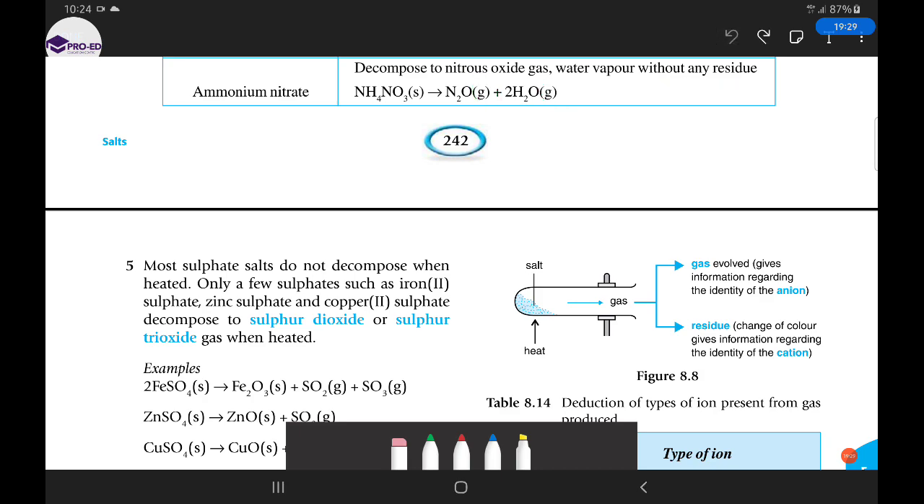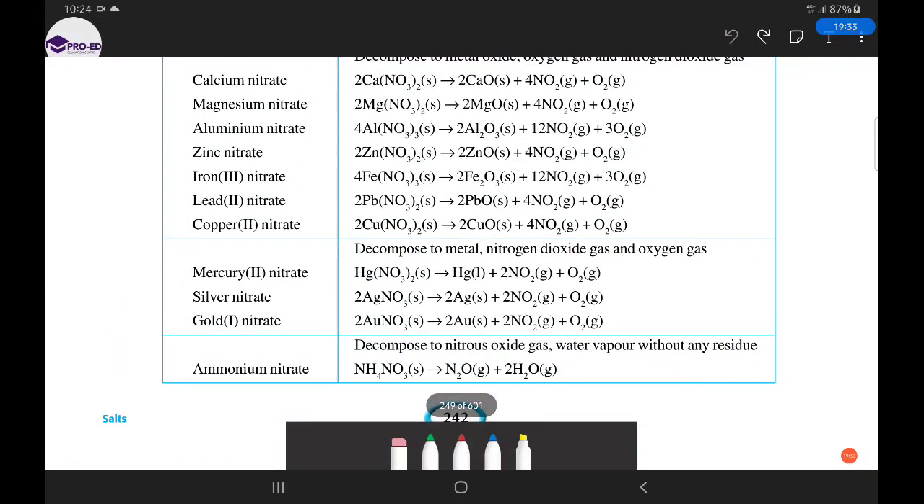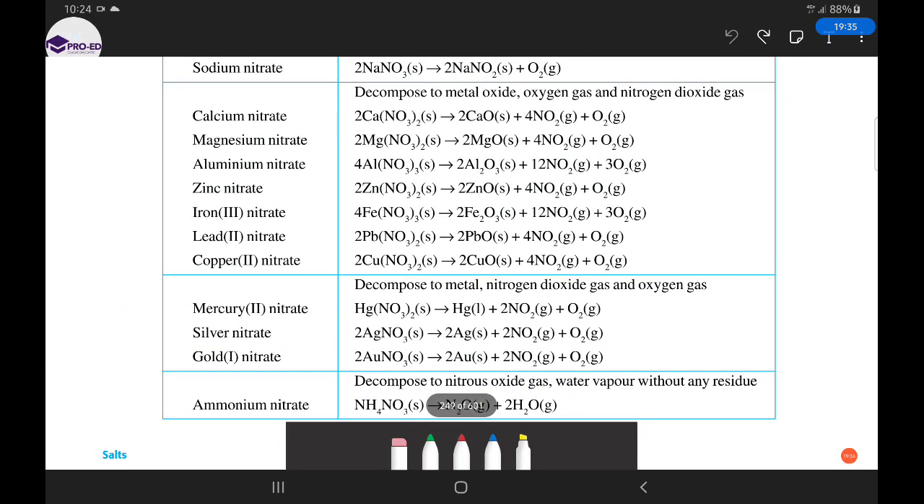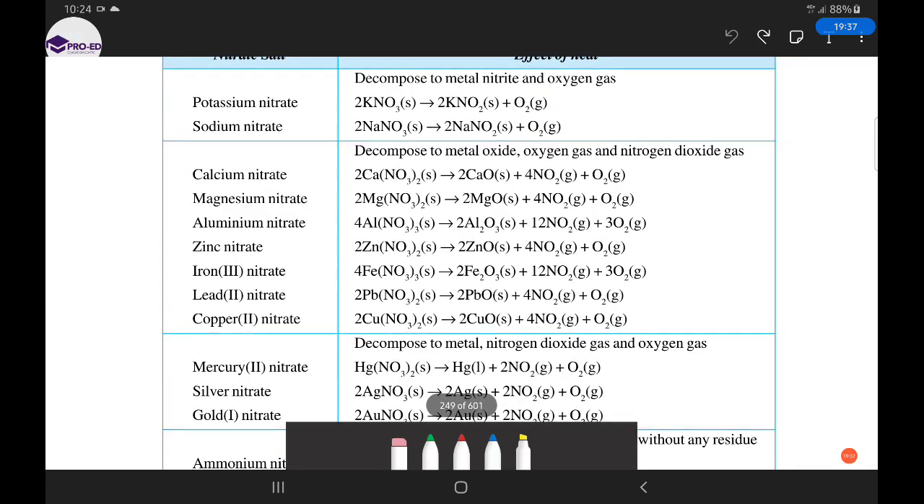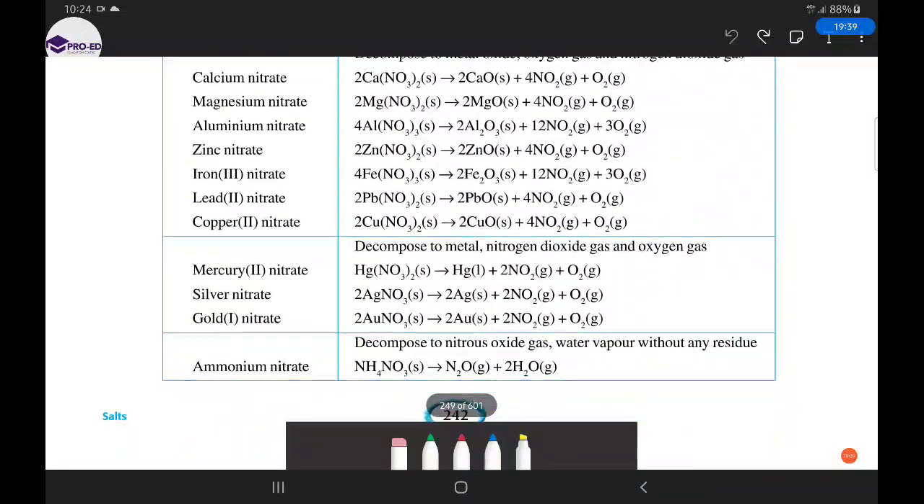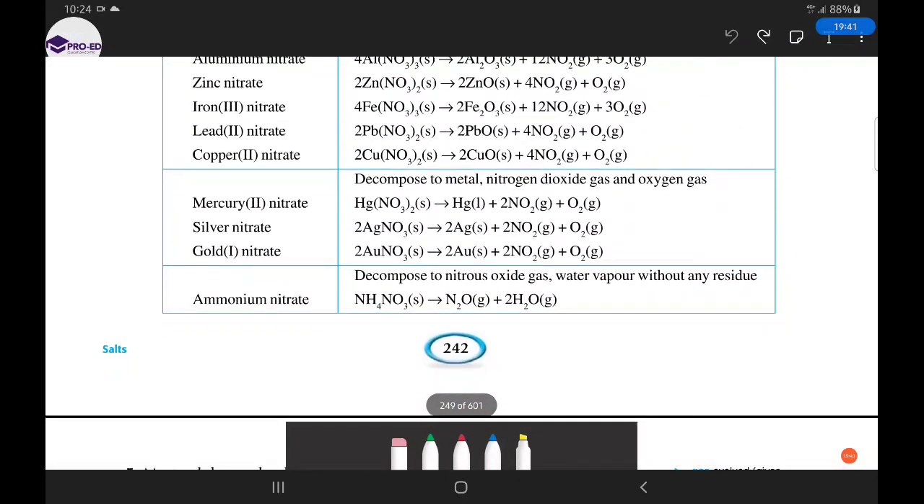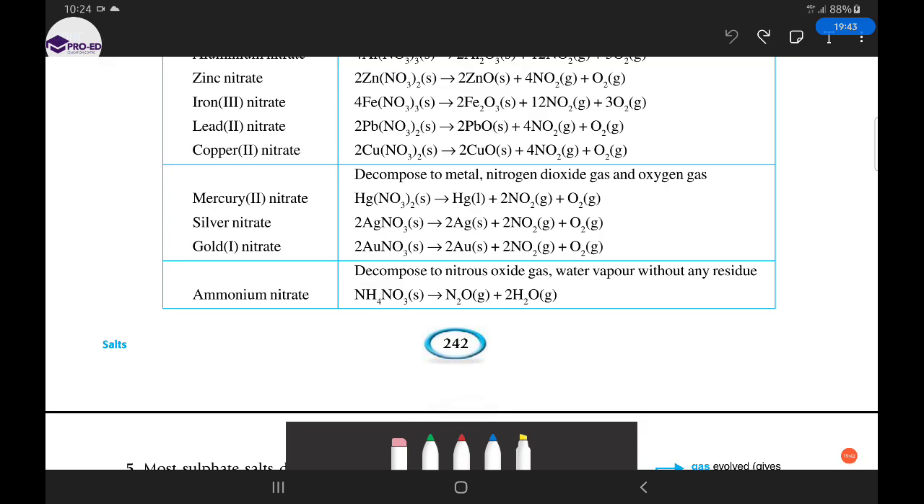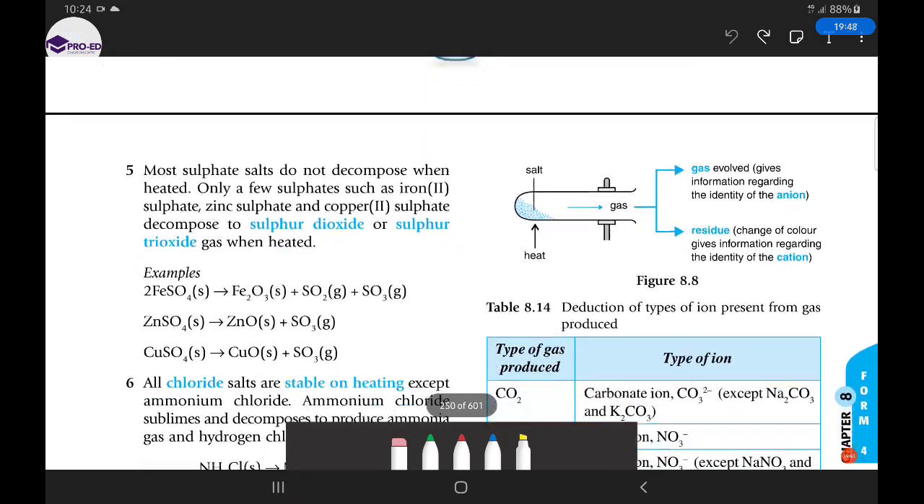All right, with that, we have ended even for the nitrate salts. So you can have a look at what we just went through there. A few groups: potassium and sodium as one group, calcium to copper another group, mercury to gold one group, ammonium a special group on its own. All right, guys, let's go to the next one.